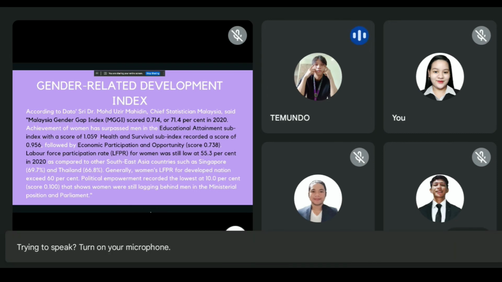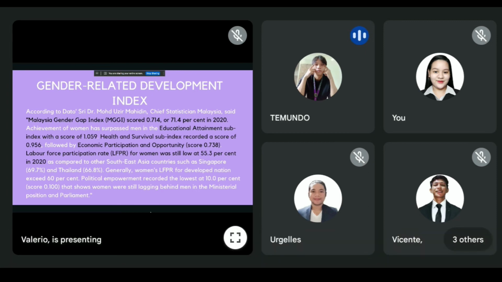0.738. Labor force participation rate for women was still low at 55.3% in 2020 as compared to other Southeast Asia countries such as Singapore and Thailand. Generally, women LFPR for developed nations exceed 60%. Political empowerment recorded the lowest at 10%. That shows women were still lagging behind men in ministerial positions and parliament.